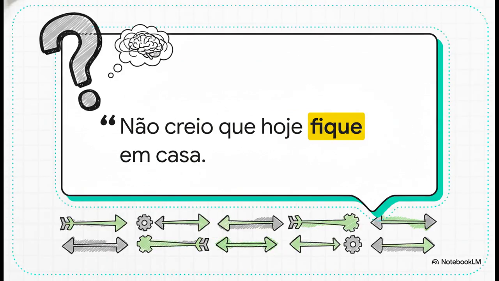And then, here we go again. We add that no. No creo que. I don't believe. And just like that, certainty is out the window, doubt rushes in, and bam, the verb flips to the subjunctive, fique. This pattern is so consistent. And I'm telling you, once you see it, you're going to see it everywhere.